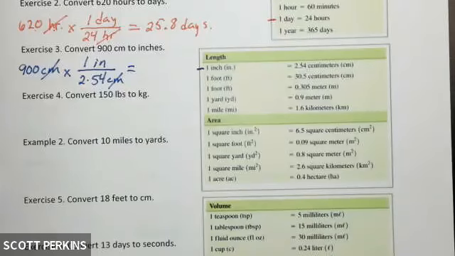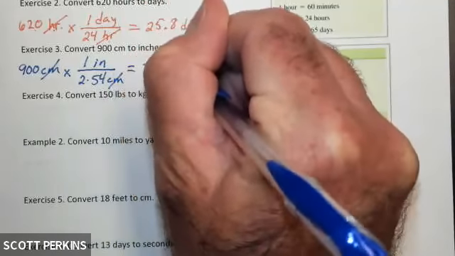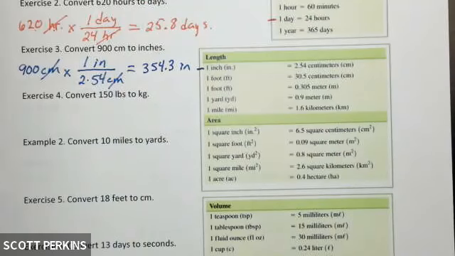Okay, so centimeters cancel. Now you just go to your calculator. This tells you, without having to guess, that you're going to take the 900. You're going to divide by 2.54. And I'm going to just round to the 10th place. I get 354.3 inches.